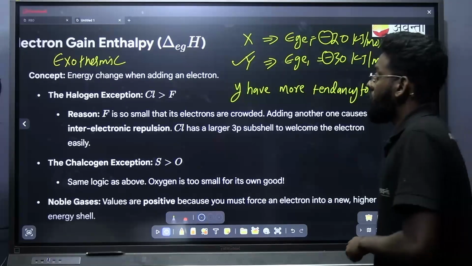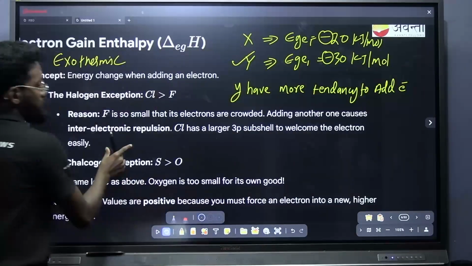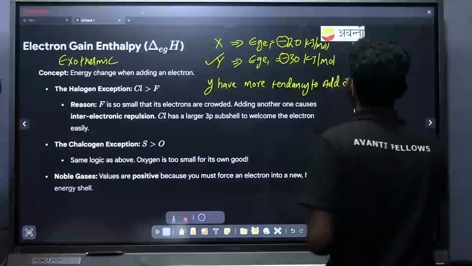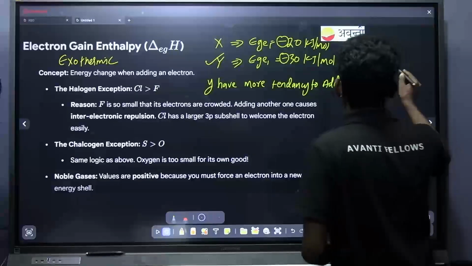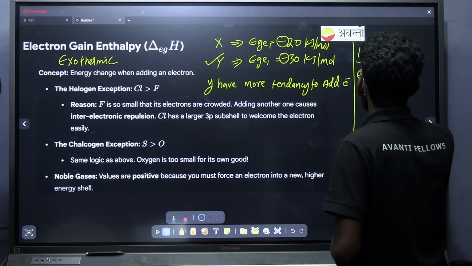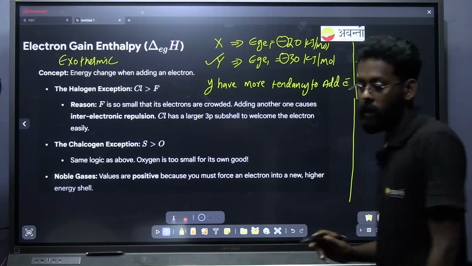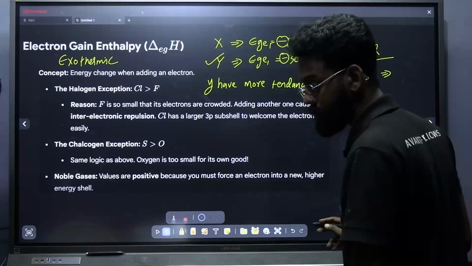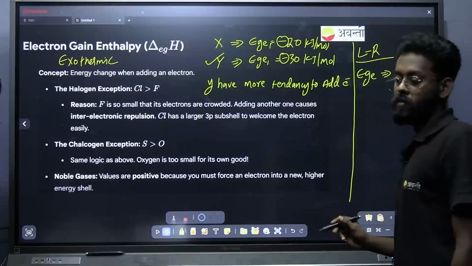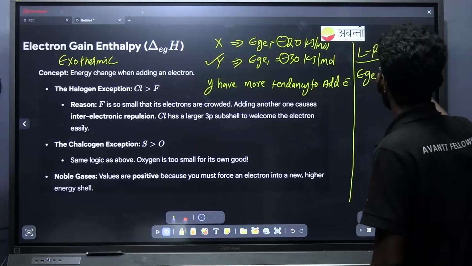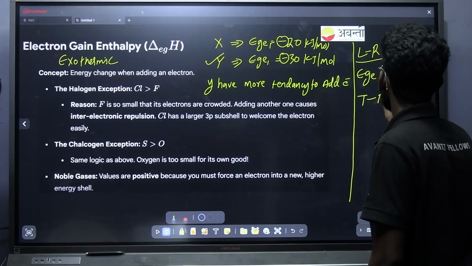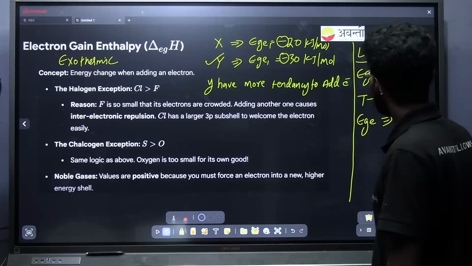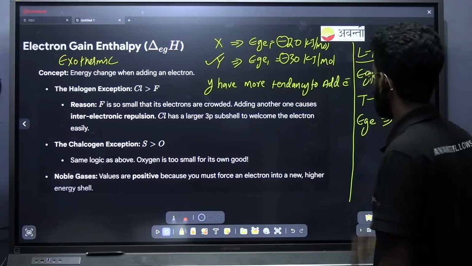Yes. Now we can move into the general trend. What is the general trend? Going from left to right, electron gain enthalpy increases or decreases? Tell me guys. Increases. Yes, very good. It will increase. And going from top to bottom, electron gain enthalpy, will it increase or decrease? Decreases. Yes, decreases. That's the point.